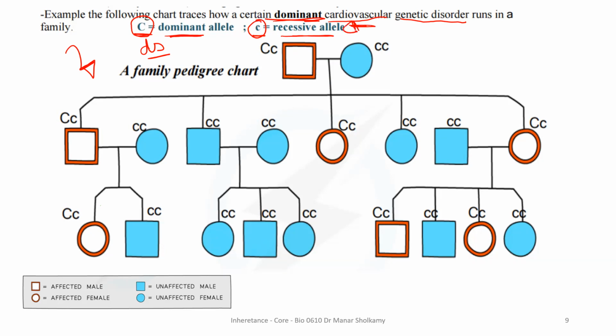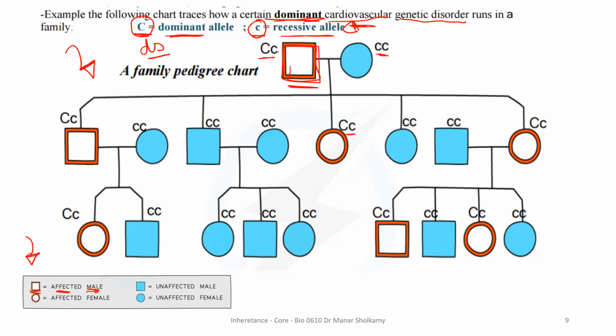Let's say you are given this chart without the genotype. There is no genotype. You are the ones who are supposed to figure out the genotype. And they give you a key. They tell you that this square is an affected male. Okay, so let's look at this red square. This male is sick. So what will be the possible genotypes of this male if he is sick? What are the two possible genotypes for a sick male?